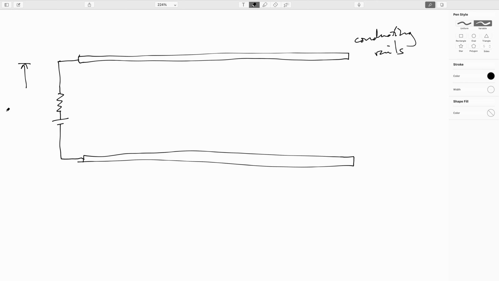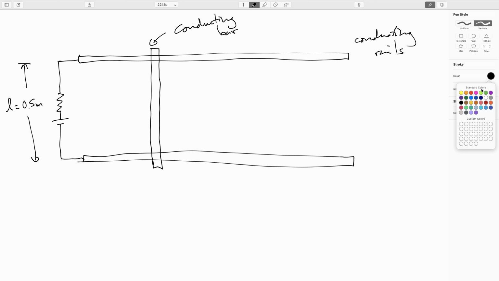Let's say, for sake of argument, that the spacing between the rails is 0.5 meters. And now what I'm going to do is have a conducting bar that is free to slide on top of the rails. So let's go ahead and have a magnetic field that is pointing into the screen.